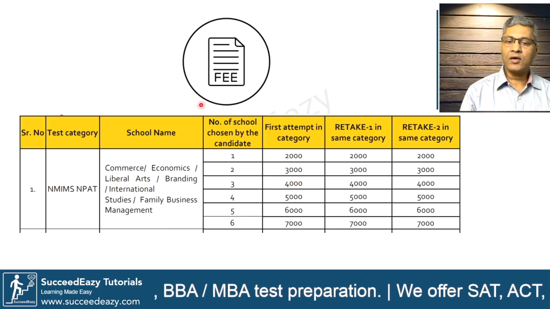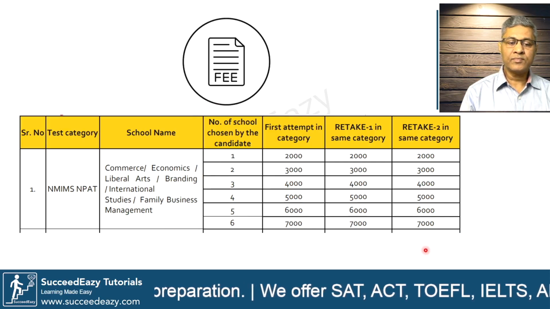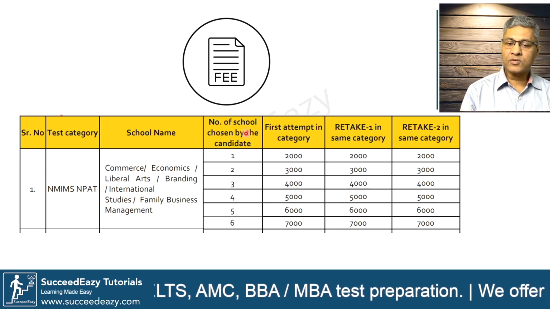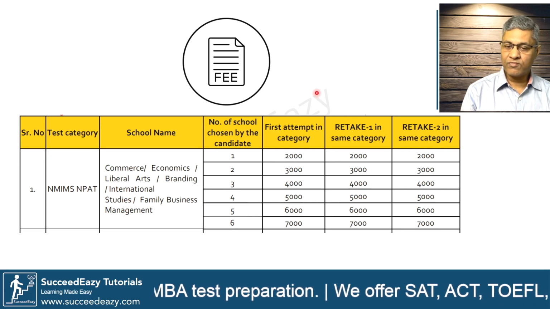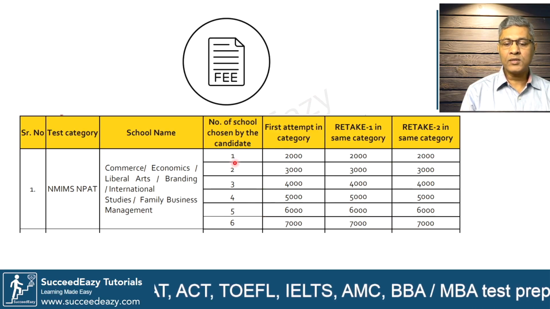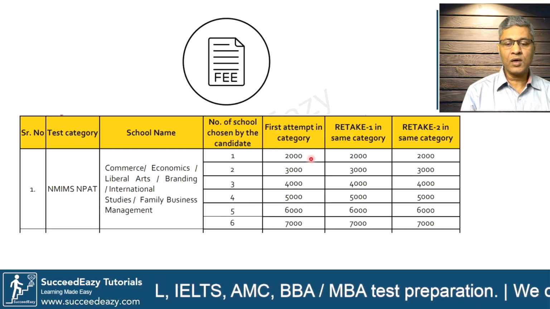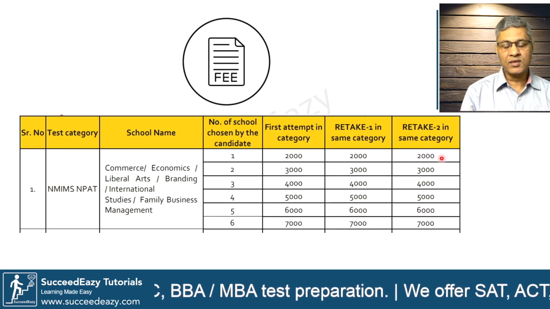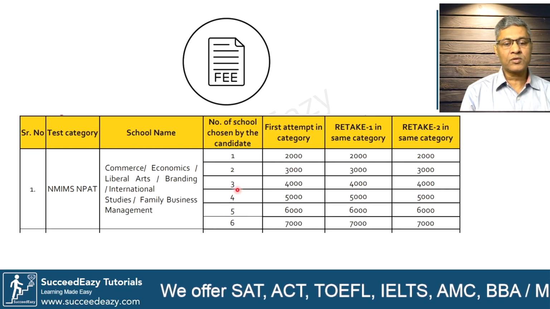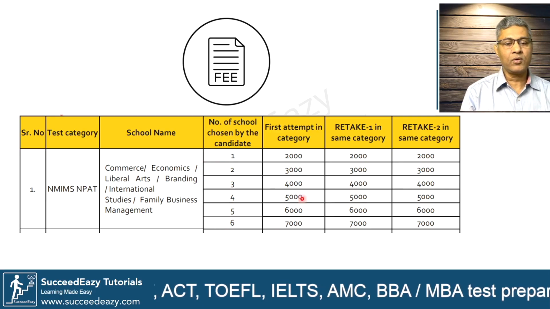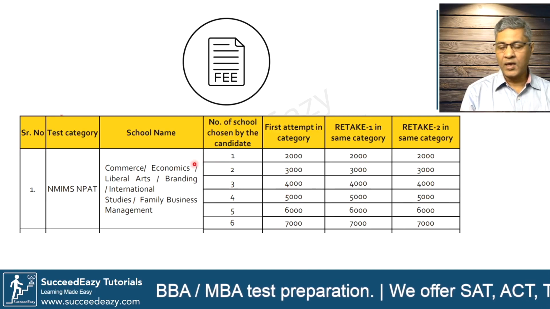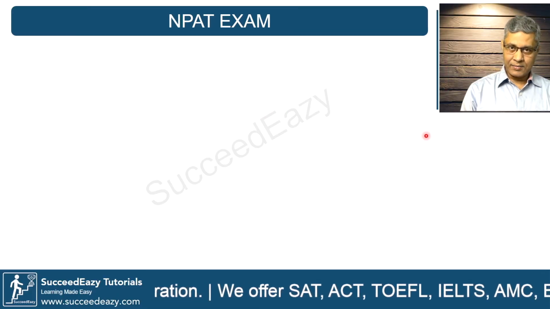Now let's get some hang of the fee. As you can see on your screen, for NMIMS NPAT, these are the schools covered, and depending on the number of schools that you choose and depending on whether it is your first attempt or a retake, this is the matrix of the fee. That means for one school, for the first attempt you pay 2,000, and for retakes you pay another 2,000, and 2,000 for the second retake, right? And depending on the number of schools that you choose, this is the kind of matrix that you follow. So let's say for 3 schools, first attempt is 4,000, next is 4,000 and 4,000, and it goes on. So let's now look at the NPAT exam structure.